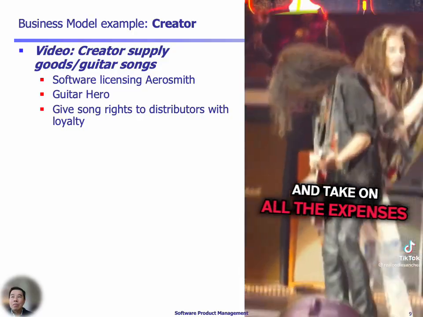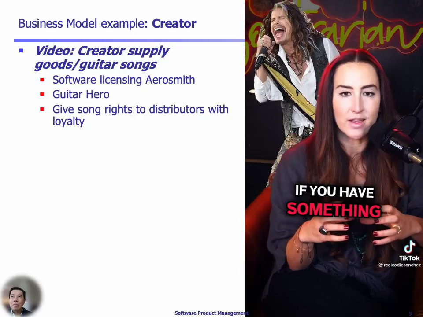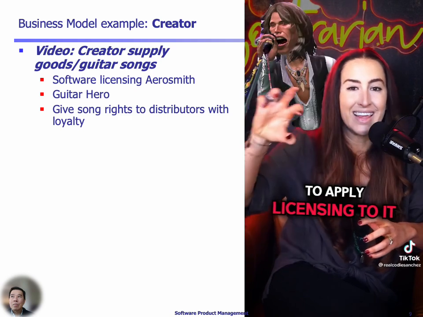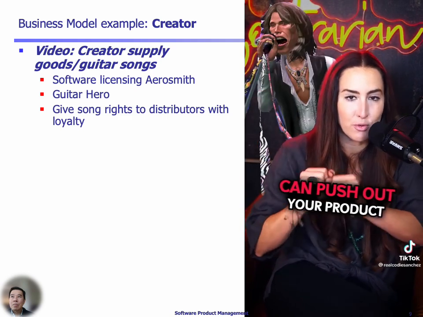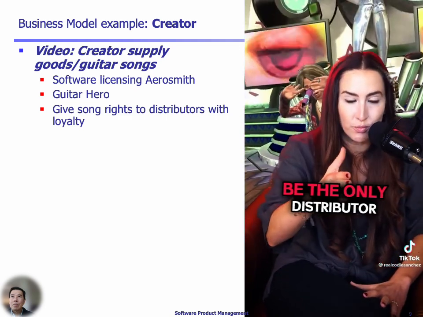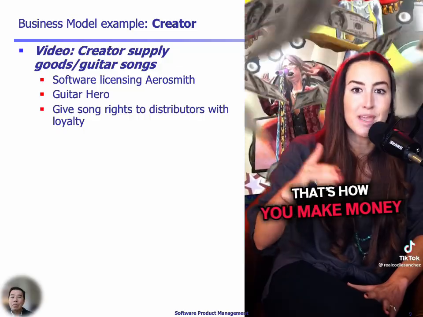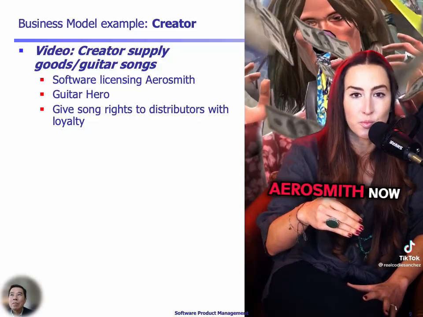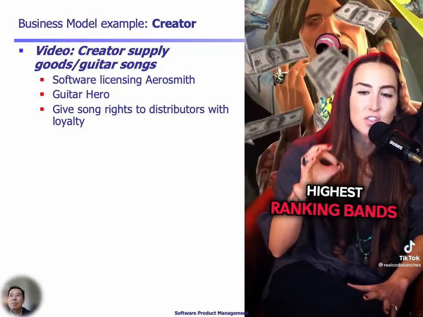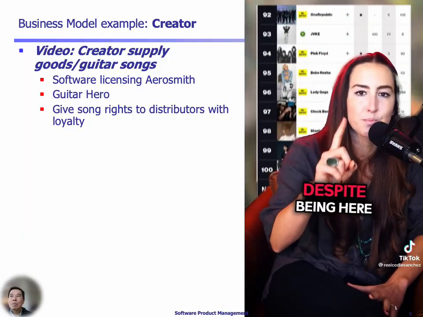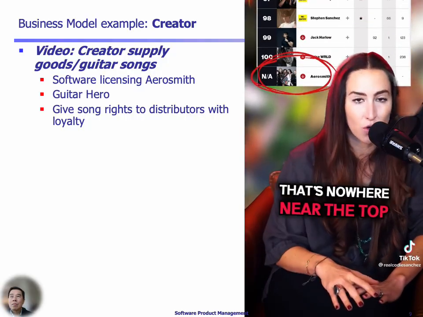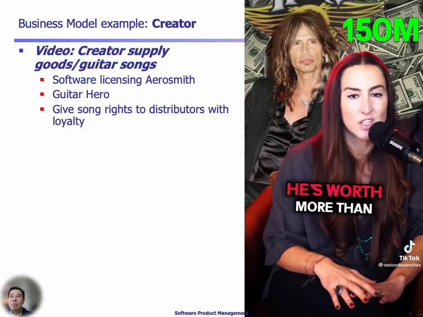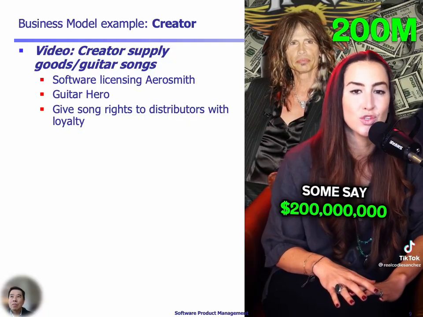The moral of this story is, if you have something and you can find a way to apply licensing to it where other people can push out your product instead of having you be the only distributor, that's how you make money while not having to do the work. Aerosmith now is one of the highest ranking bands of all time, despite being here on the charts. That's nowhere near the top. And Steven Tyler, he's worth more than 150 million. Some say 200 million. Thanks, Guitar Hero.